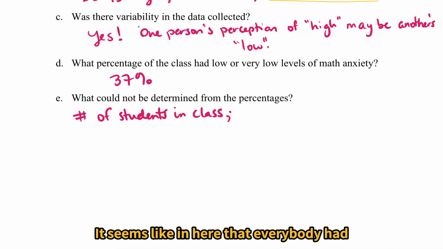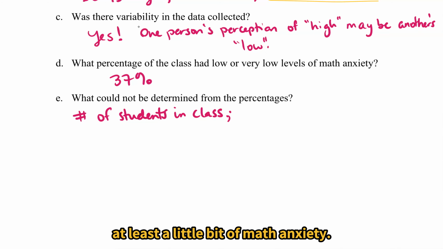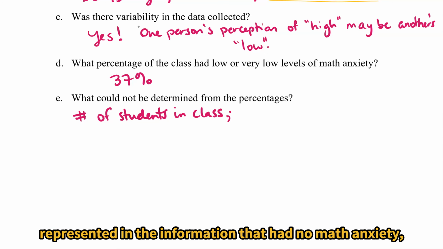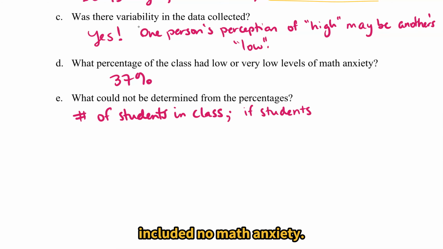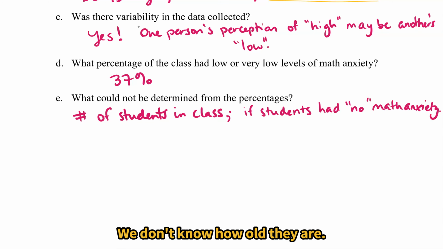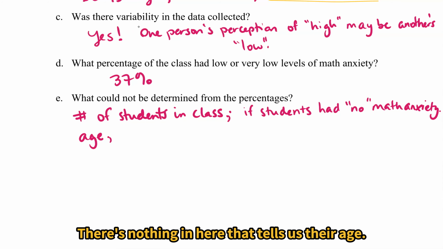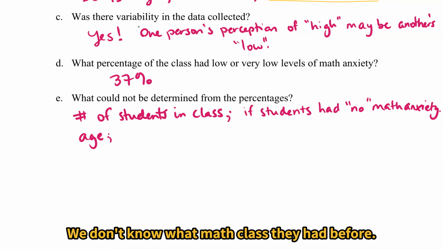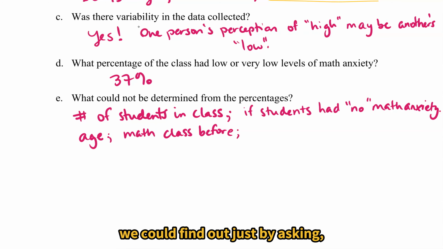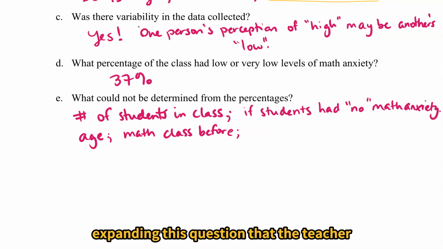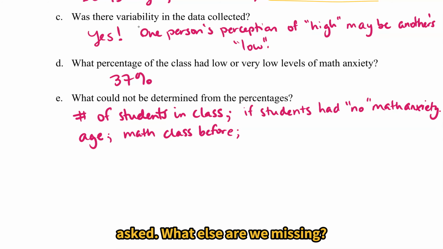It seems like in here that everybody had at least a little bit of math anxiety. There was not a single student represented in the information that had no math anxiety. So we don't know if maybe the low or very low included no math anxiety. We don't know how old they are. There's nothing in here that tells us their age. We don't know what math class they had before. And all of these things could be asked. We could find out just by asking, expanding this question that the teacher asked.